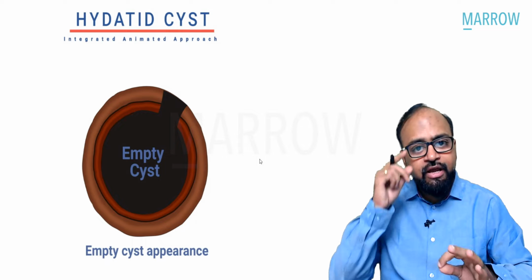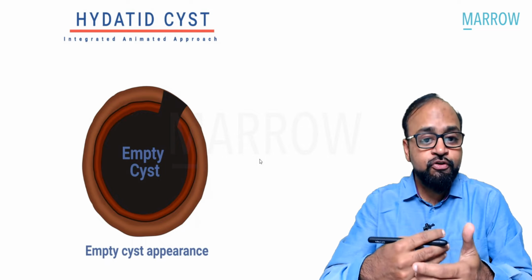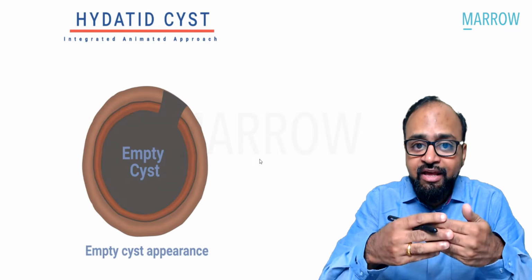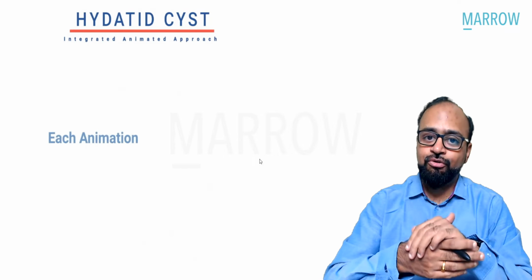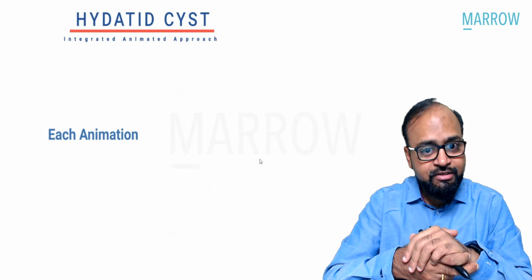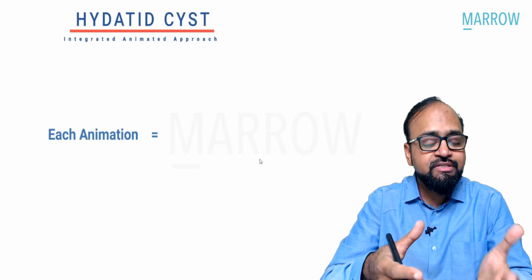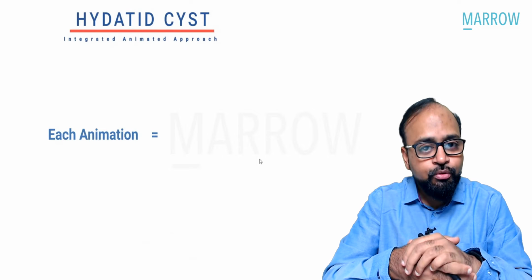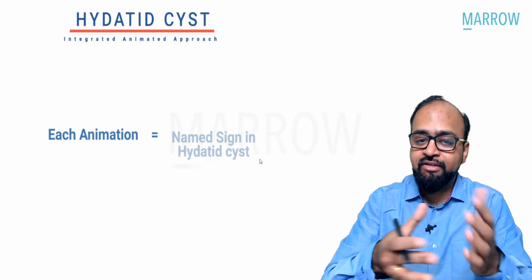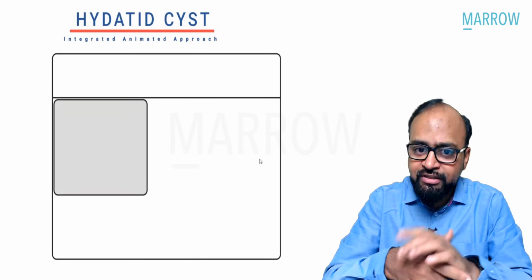Now, whatever animations you've seen on the screen, we've tried to study it in the form of a story. Each and every animation that we have seen on the screen right now is actually a named sign in hydatid cyst. I'm sure you've realized how important this is for your exam. We've just discussed this animation in the new Marrow Edition 6 videos. And here is a question in your INI-CET exam on the same topic of hydatid cyst. Let us look at these signs now.